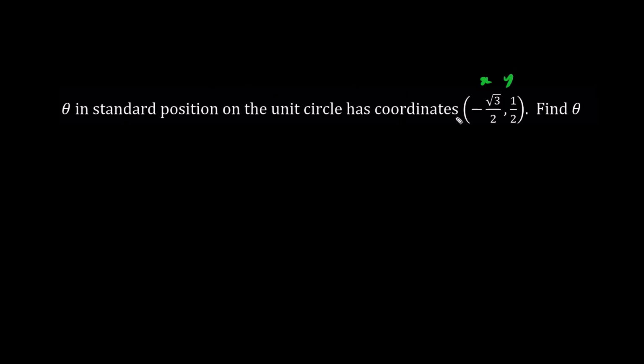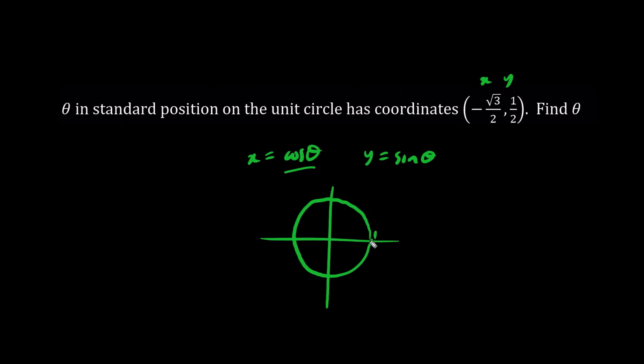Theta in standard position on the unit circle has these coordinates, x and y. Let's find theta. Recall that x equals cosine of theta on the unit circle, and y equals sine of theta. We draw the unit circle this way with a radius of 1. Now when the x value is negative, it means it's somewhere on the left, here or here. Now the y value is positive, so it must be in this quadrant over here. Now forget the signs. Focus on the values. When you say cosine is root 3 over 2, cosine of what is root 3 over 2?